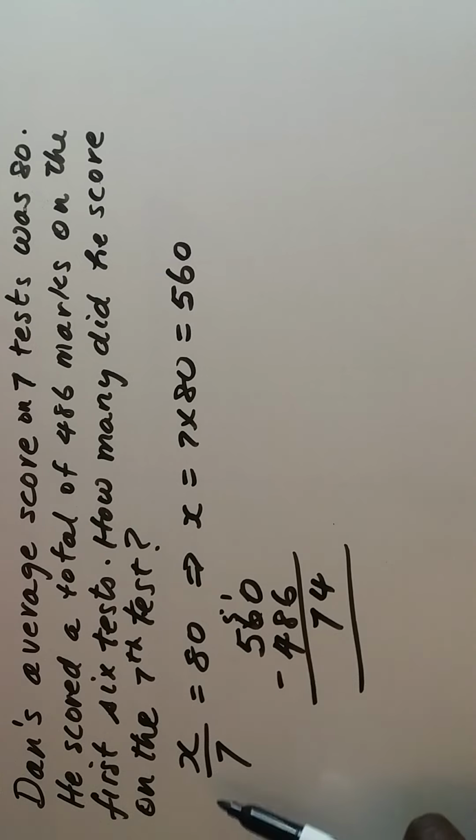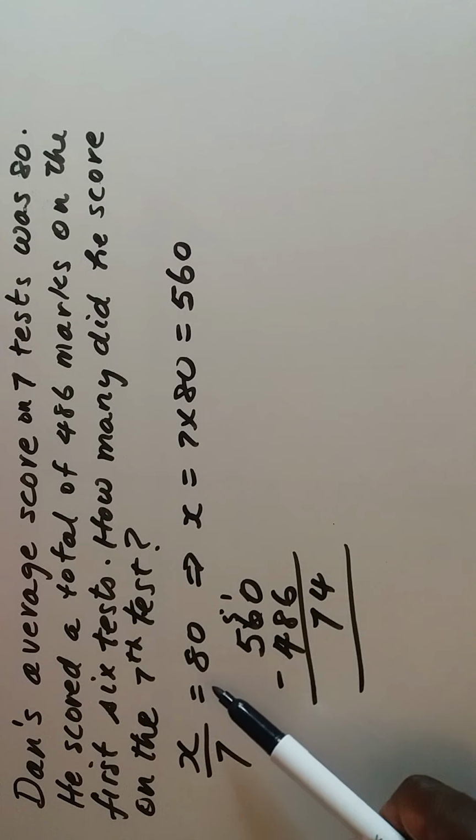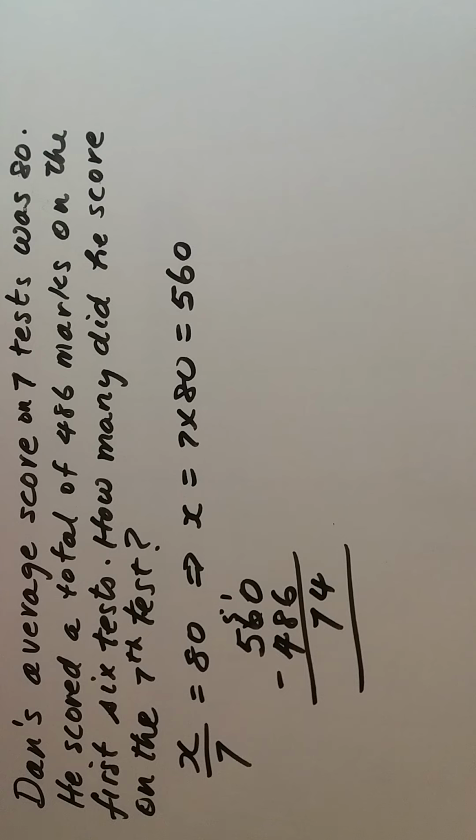So this is just based on the fact that we understand average. We have a total, which is the sum of all the data items, divided by the number of items. We're told that there were 7 tests, that's the number of items, and the average was 80. And so we can calculate that the total was 560. We take away 486, which is equivalent to 6 of the tests, and we have the answer, 74 marks.